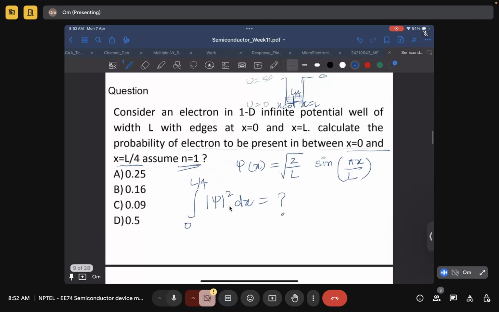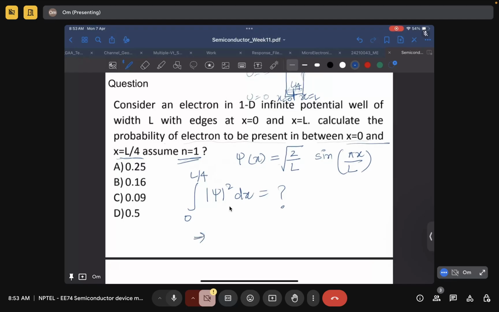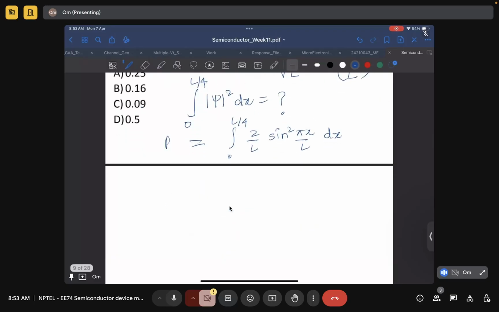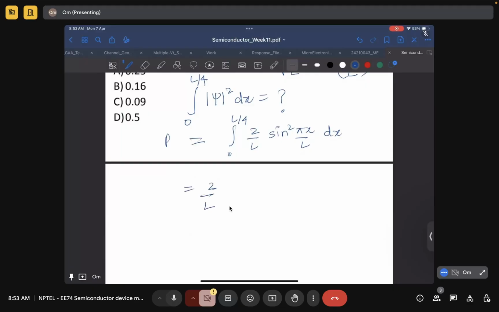So if we substitute psi here, 0 to L by 4, 2 by L sine square pi x by L dx. This is what we have to find. Let's call it probability P equals. Now this 2 by L I can take outside, and the integral from 0 to L by 4 of sine square n pi x upon L, I will substitute with 1 by 2 times 1 minus cos 2 pi x by L, dx.